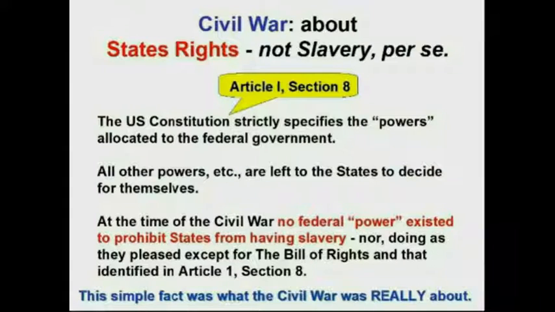The U.S. Constitution, Article 1, Section 8, even today, specifies a finite list of the powers allocated to the federal government. Anything not in that list was left to the states to figure out, or this was called states' rights. Prior to 1865, there was nothing in the Constitution prohibiting slavery. Therefore, states' rights, including the right to own slaves, was the real issue.